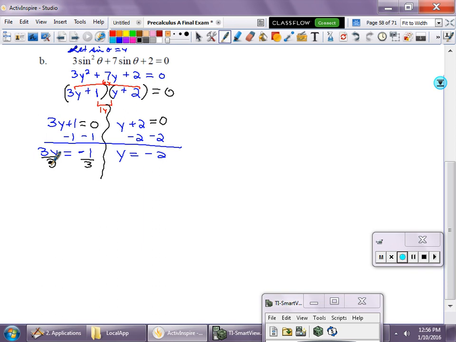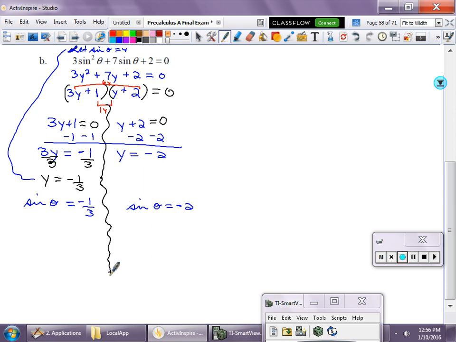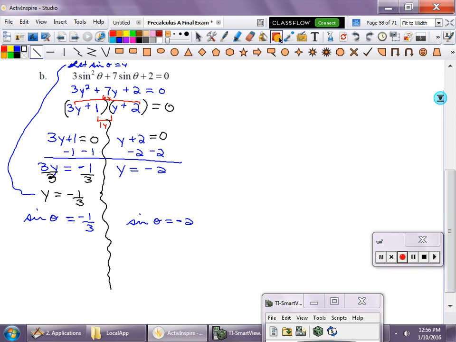And we get y is equal to negative 1/3, but this is not y again. Going back to this measure, this is the sine of theta, which is equal to negative 1/3. And this one, I'll just put it over here so it's pretty level: sine of theta is equal to negative 2. Okay, so we're going to bring this down, and then we're going to go back to our unit circle. Everything is the circle of life.